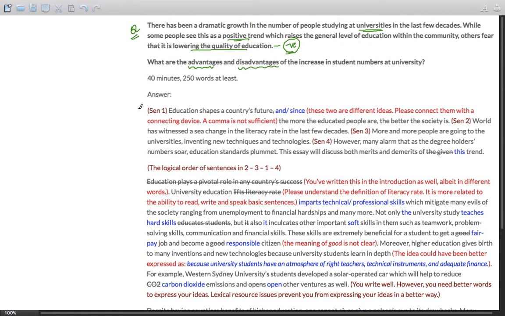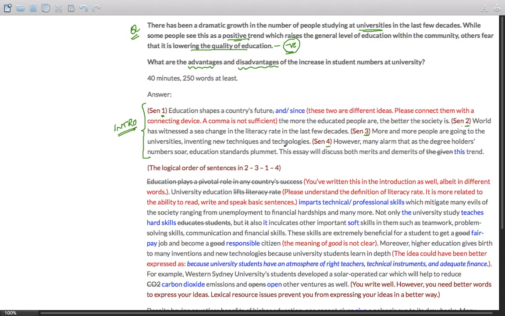Now, the first mistake is in the introduction. The introduction is very well written. However, there is one mistake. The logical order of sentences is not correct. So the sentence order is sentence 1, sentence 2, sentence 3, and 4. The logical order should have been 2, 3, 1, and 4.